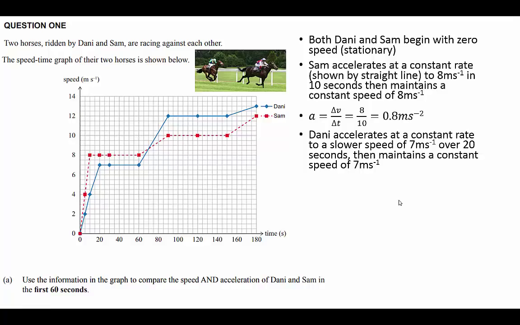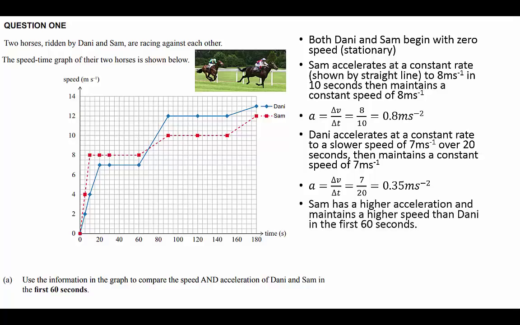Danny accelerates at a constant rate to only 7 meters per second and takes 20 seconds to do so. So our calculation for acceleration is change in velocity of 7 divided by a change in time of 20 seconds, giving us 0.35 meters per second squared. Sam has a higher acceleration and maintains a higher speed than Danny in the first 60 seconds. And so that's our summary statement there for that question.